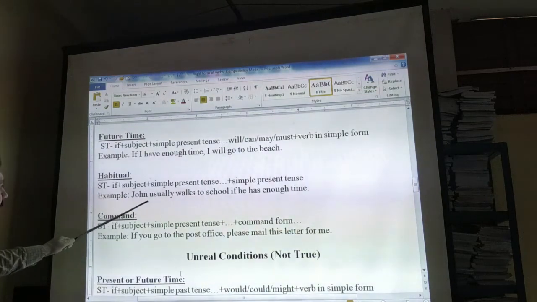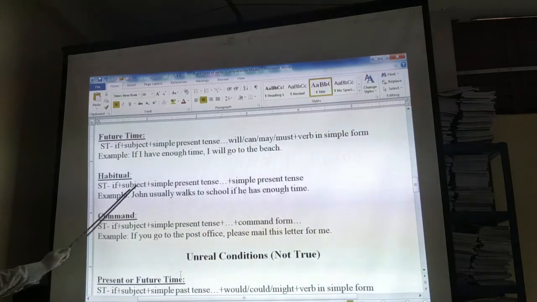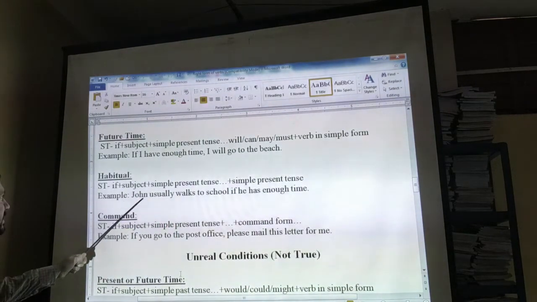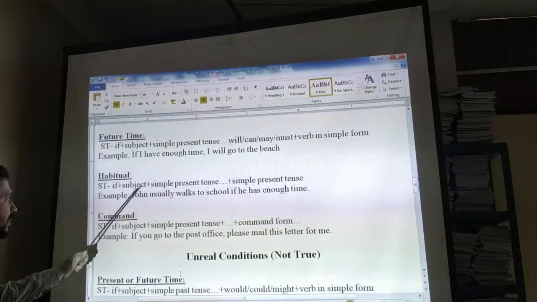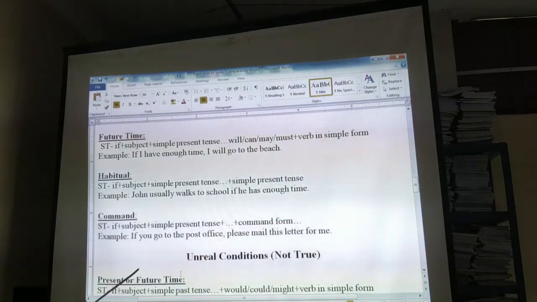See, this is possibly true. I mean, this is possible. If John has enough time, he walks to school. So, this is a sentence in real conditions. See, real conditional sentence. This is possibly true. Since the action is possible, it is in real conditions.